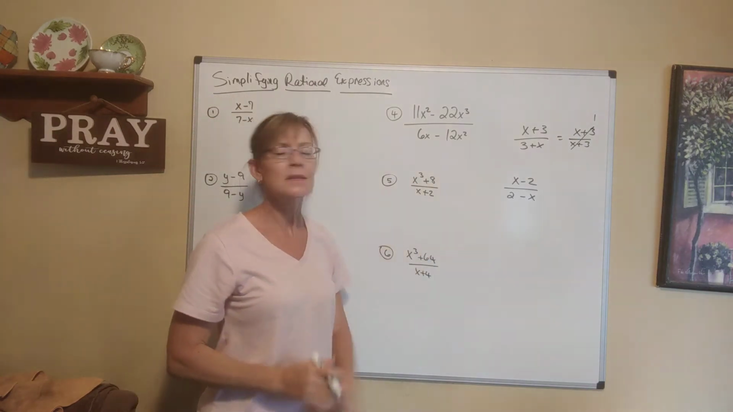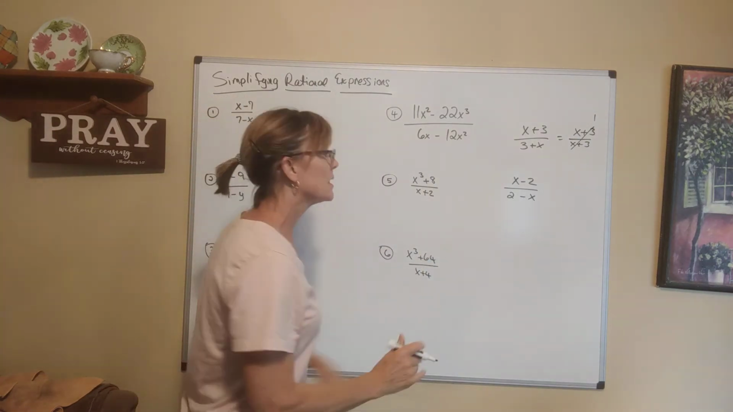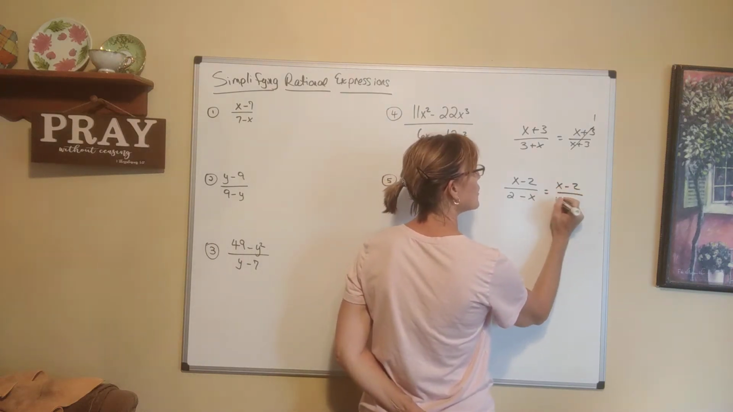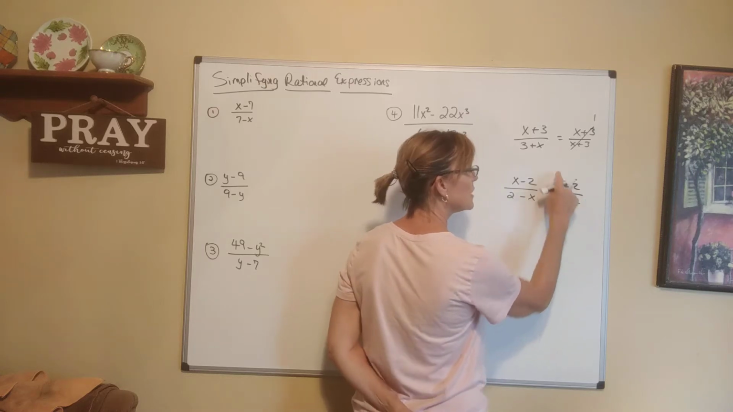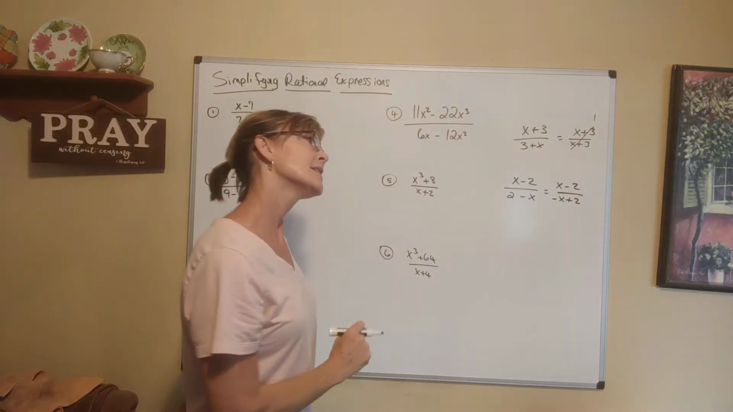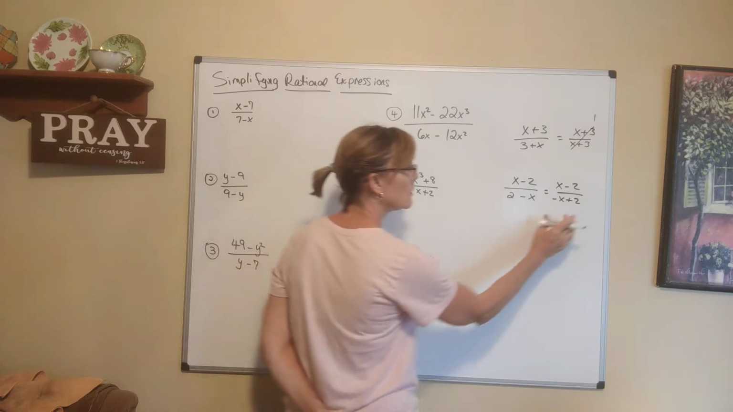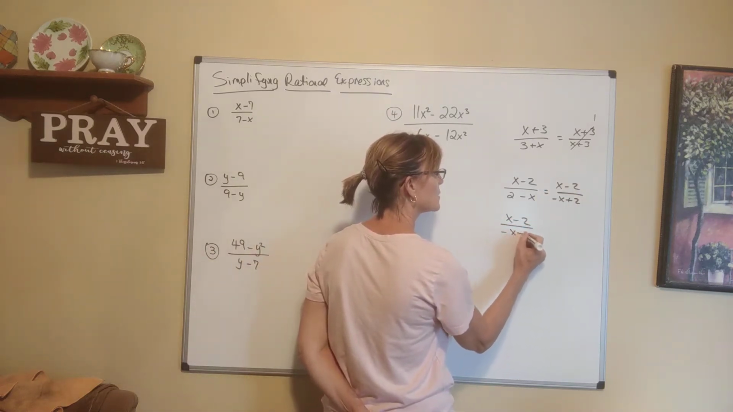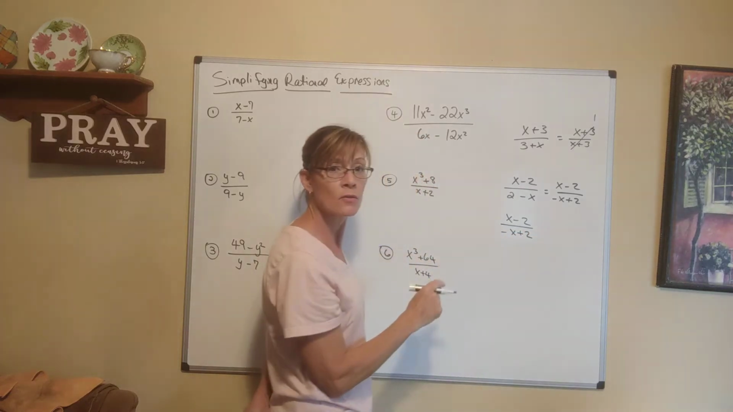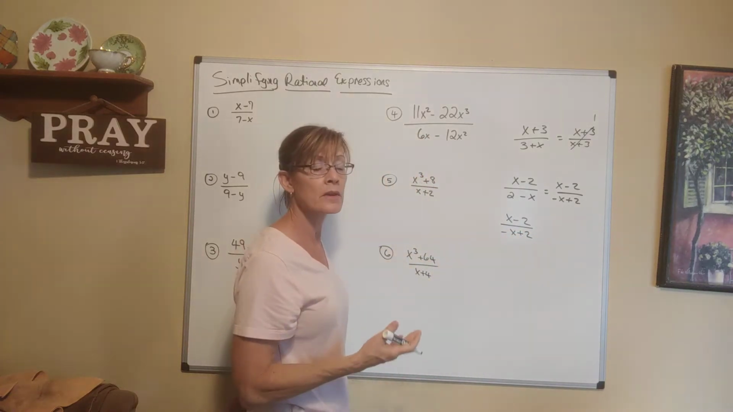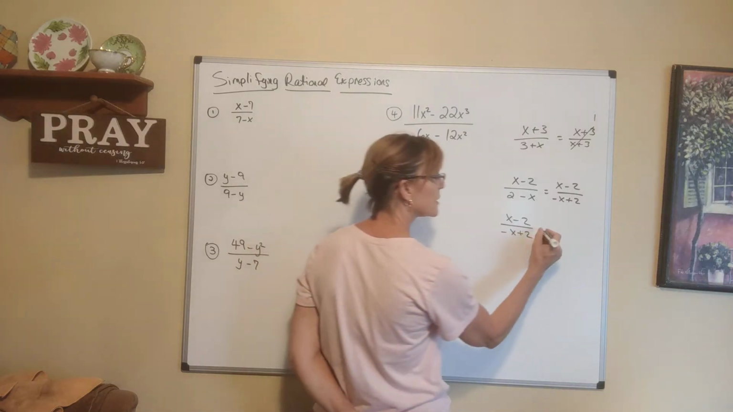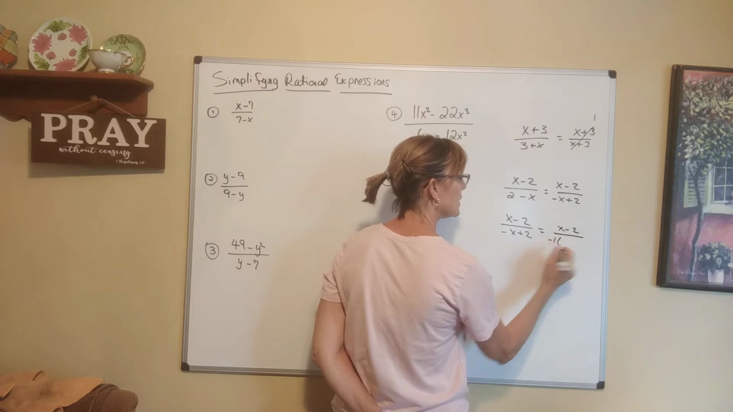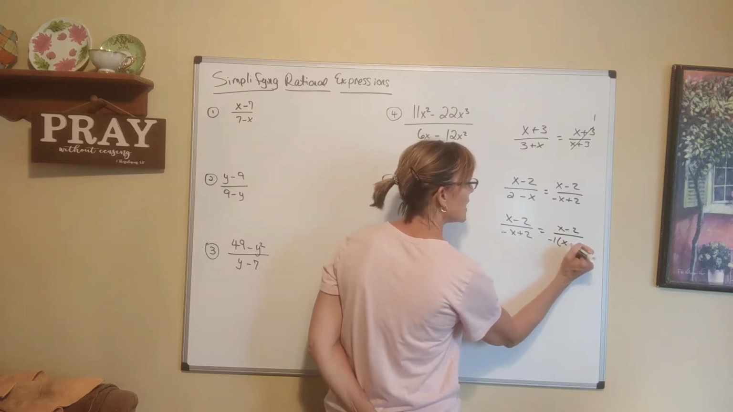When you have something like this, it is not the same. I could rewrite this into x minus 2 over negative x plus 2. These are equivalent. That is not exactly the same, but what we can do, I'm going to copy this down, x minus 2 over negative x plus 2, is factor out a negative 1, either from the numerator or the denominator. I'm going to choose to factor it out from the denominator. x minus 2, factor out a negative 1, leaving me with a positive x and a negative 2.